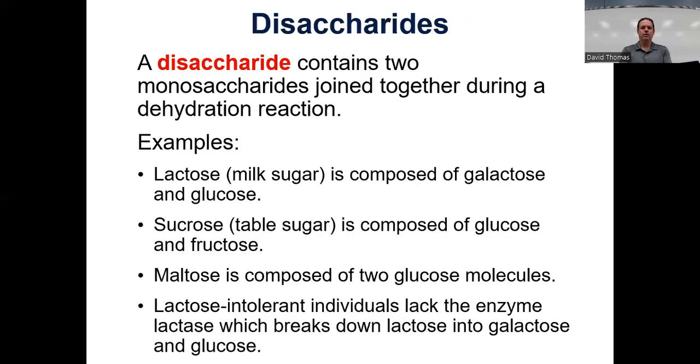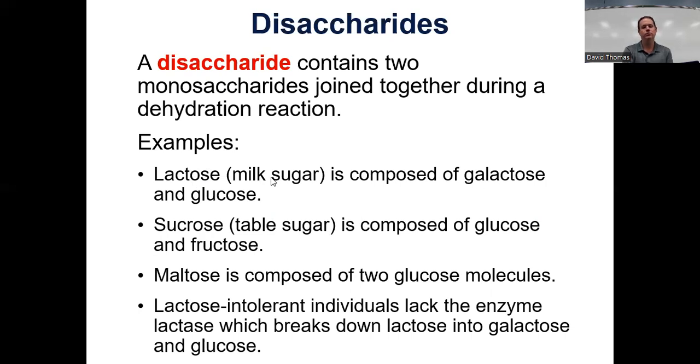Disaccharide is what it sounds like. You take two monosaccharides, you join them chemically together, and so that would be an example of a dehydration type reaction, and you form a new sugar unit, for example, lactose. Sometimes you may be familiar with lactose. You may have heard of individuals that are lactose intolerant or have problems digesting lactose, milk sugar. That's because you have to have an enzyme there to break down the bonds holding these two sugars together.